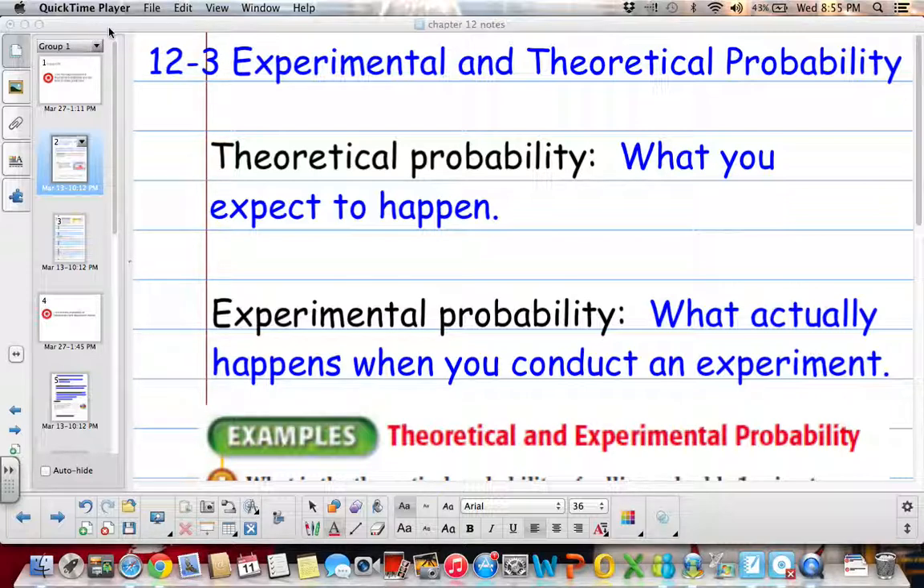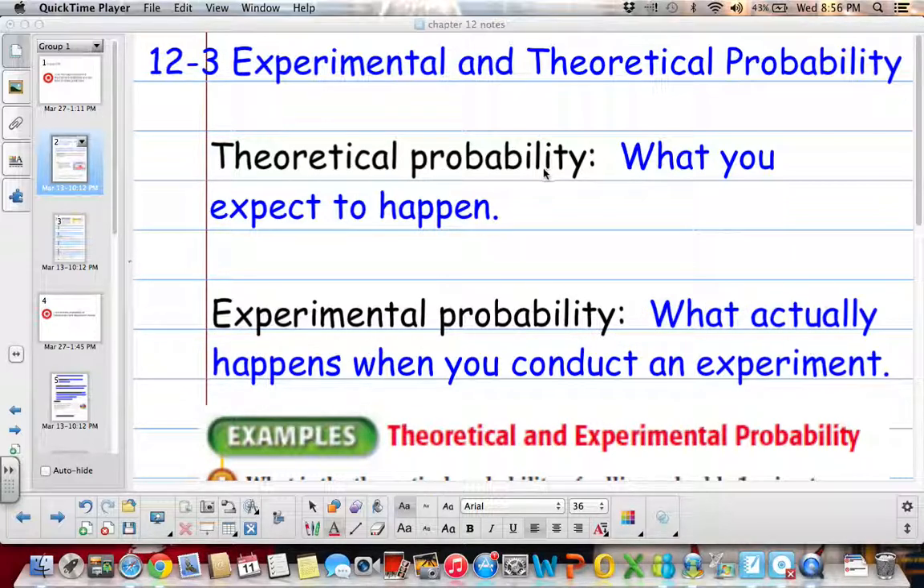Well, theoretical probability is what you expect to happen. So if you're rolling dice or if you're picking marbles out of a bag or something along those lines, then theoretical probability is what we're expecting to happen. Experimental probability is what actually happens when you conduct the experiment.